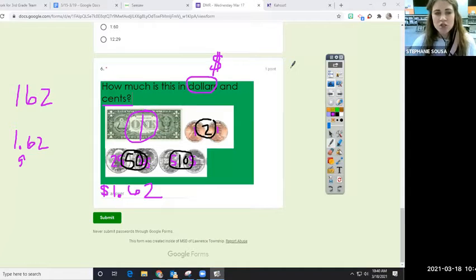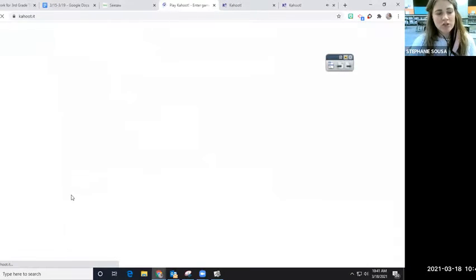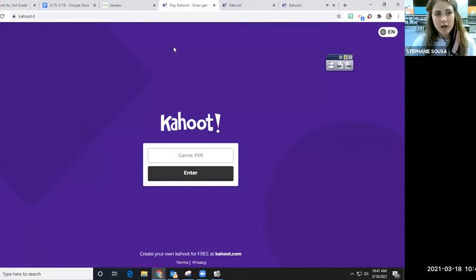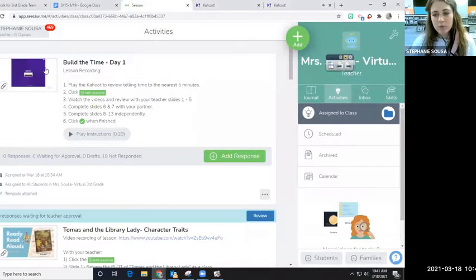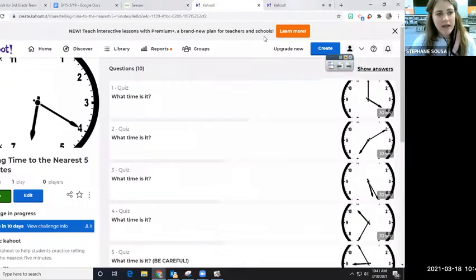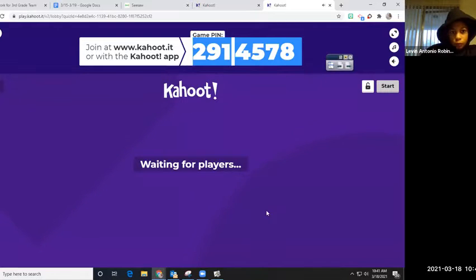We are going to play a Kahoot to practice building the time, okay? So if you would please go to your Seesaw activity. You are not going to click add response. The Kahoot is not in the add response. It's in the instructional slide, okay? So click right here, and then that nice purple box will take you straight to kahoot.it, and I will put the code up, okay? So go ahead and again, right on Seesaw, click that purple box right there, click the link, and then here is your code, 2914578. Unblock it. You already know what we're going to do.